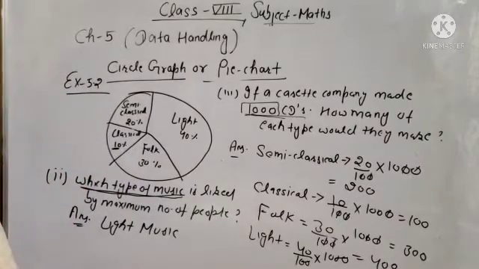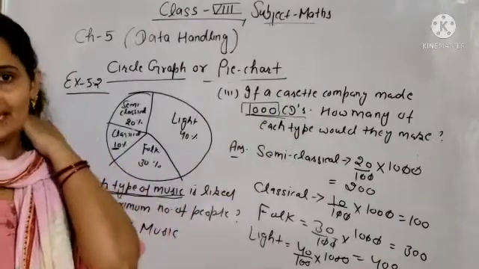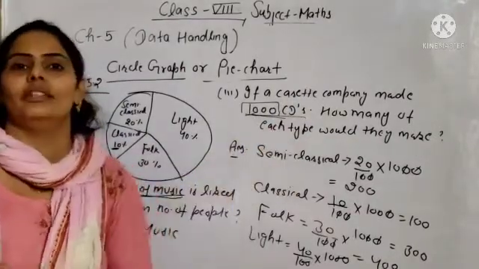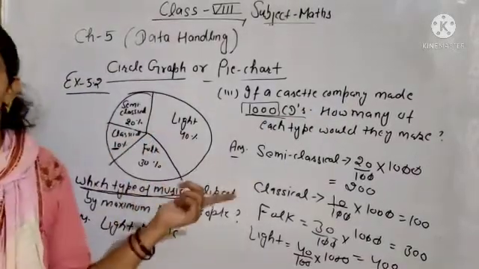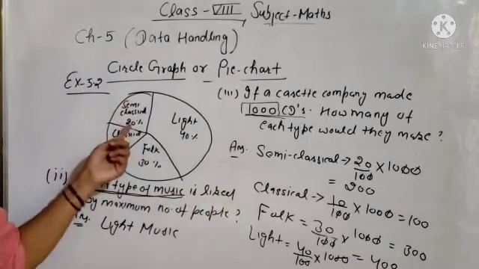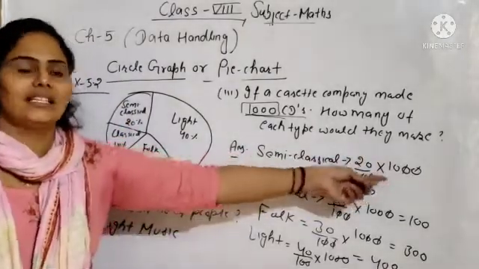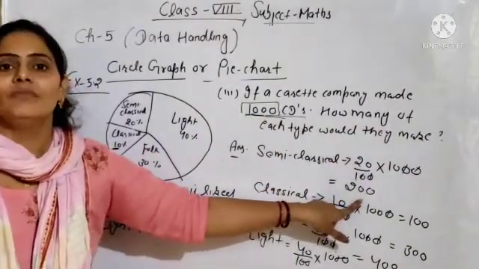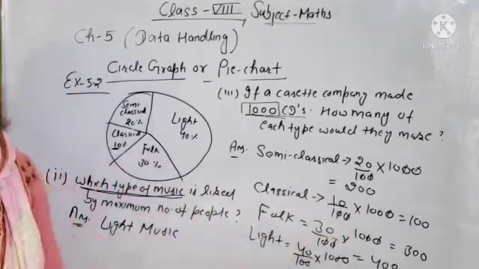Clear beta? So here what is given? If a cassette company made 1000 CDs, total CDs are given, 1000. So you have to find out how many of each type would they make. Each type means semi classical, classical, folk and light. So what is the percentage of semi classical? 20%. So 20% means 20 upon 100 of total CDs. So total are 1000. So how many CDs of semi classical will be made? 200. For classical 100, for folk 300 and for light 400.